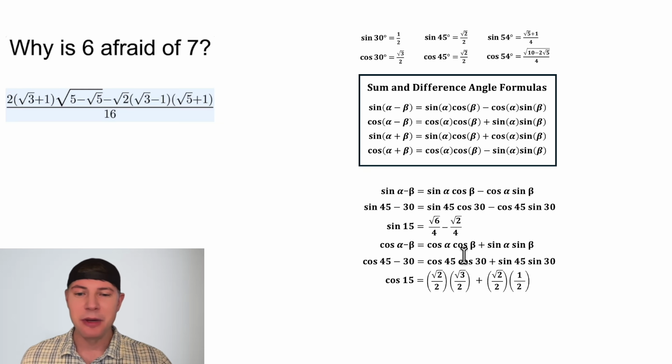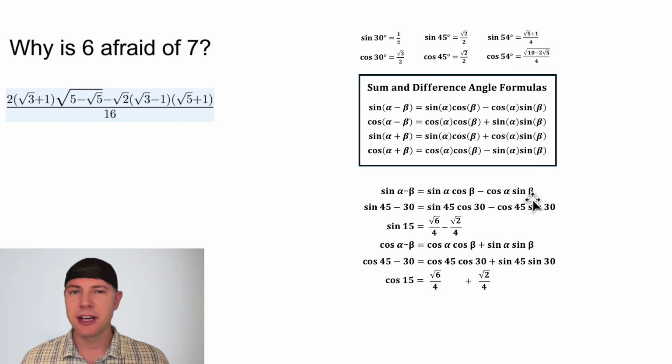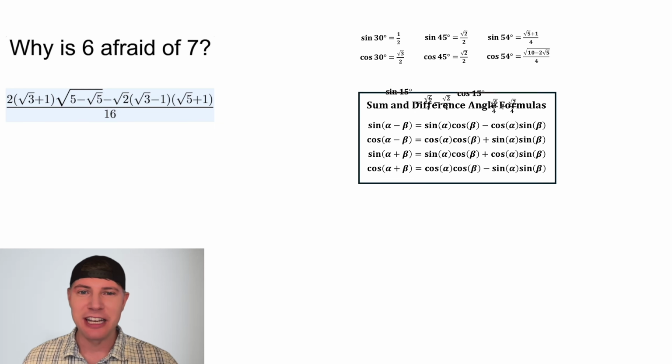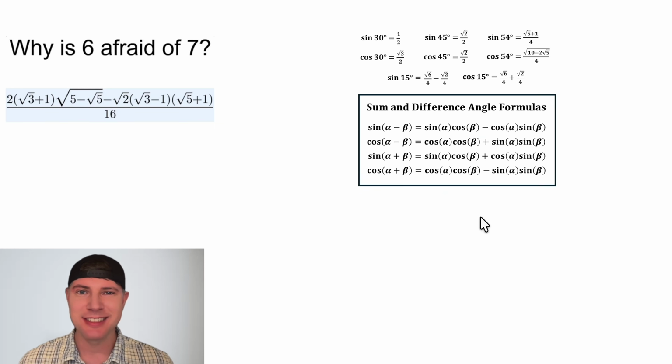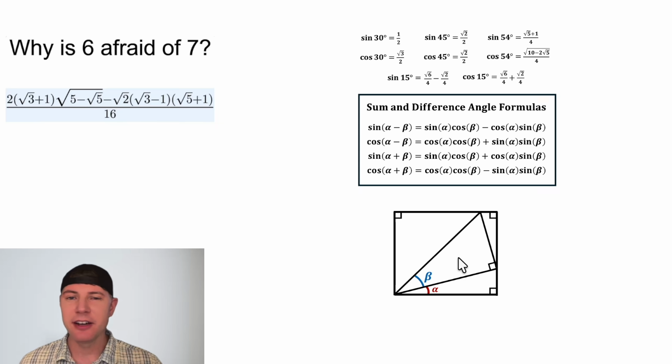And we can do the same thing for cosine of 15. Root 2 times root 3 is root 6, 2 times 2 is equal to 4. And then root 2 times 1 is equal to root 2, and 2 times 2 is equal to 4. So we have cosine of 15 degrees is equal to root 6 over 4 plus root 2 over 4. Pretty cool, huh? Let's add these to our collection of sines and cosines. Now let's draw another rectangle a little bit different where angle alpha is here, angle beta is here, and the right angle's down here.